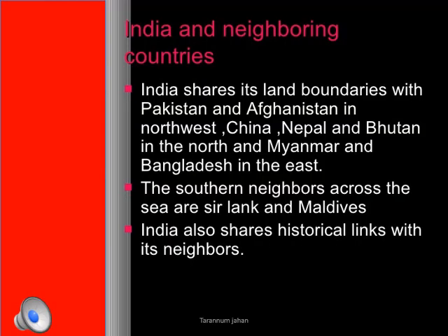India and the neighboring countries. India shares its land boundaries with 9 different countries. So let's see one by one. In the south, it shares a boundary with Sri Lanka and Maldives. In the northwest, it shares the land boundary with Pakistan and Afghanistan. On the north, it shares a land boundary with China, Nepal, and Bhutan. In the eastern side, it shares a land boundary with Bangladesh and Myanmar. Apart from this, it also shares historical links with its neighbors.